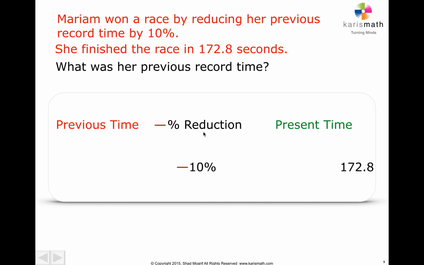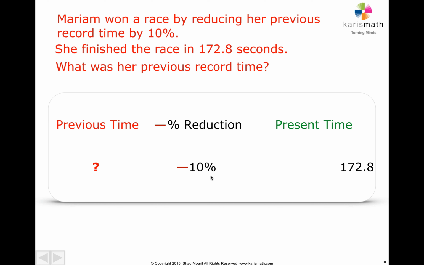You see, you set it up like this. The previous time minus the reduction gives us the present time. Now we know the previous time was reduced by 10%. We know the present time is this. And if the previous time is seen as 100%, then 100% take out 10% means the present time must be 90% of the previous time.